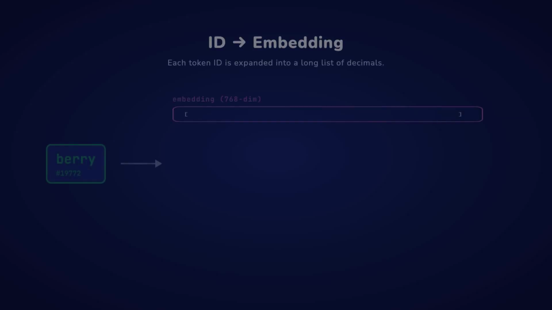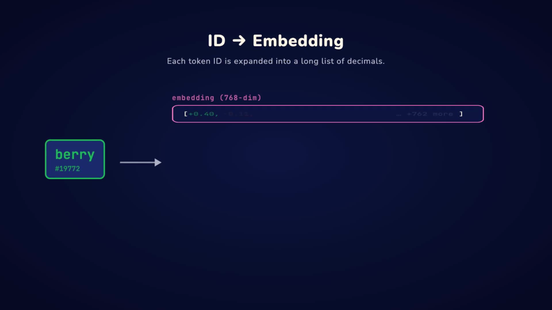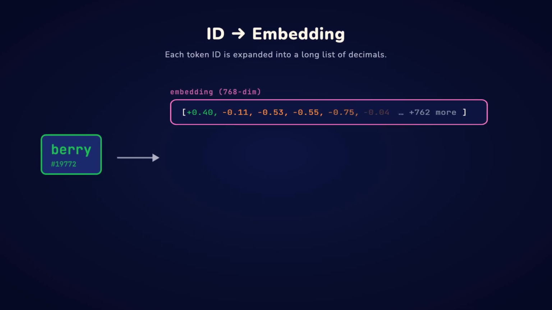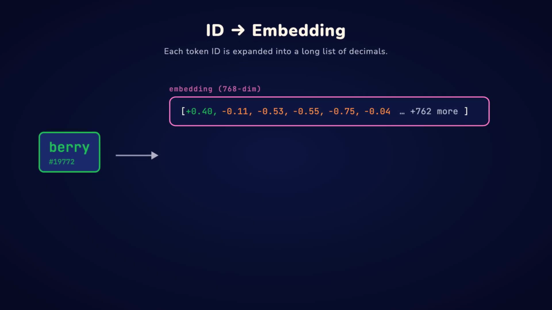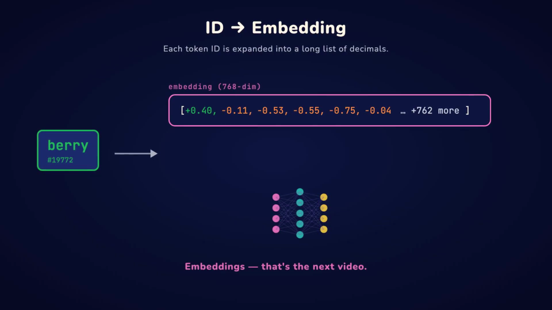Those ID numbers are not the end of the road. Inside the model, each ID gets expanded into a long list of decimals called an embedding. That vector is what actually flows through the neural network. But that is for another video, and I'll put a link to that video in the description.